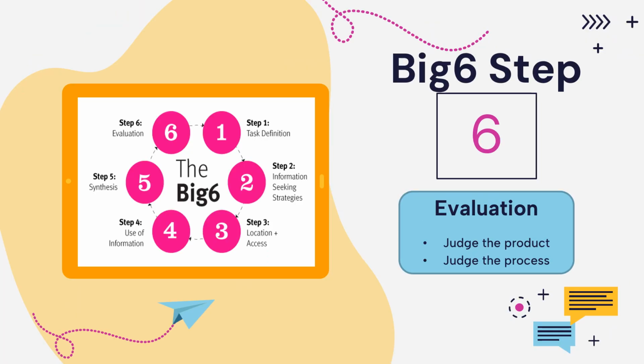And finally, in step 6, you will reflect on your research process to determine what went well and what improvements can be made in your future research endeavors. You will also judge the product that you've created for your research assignment. You can use the rubric that Mrs. Fullington is giving you to make sure you have met all of the requirements for your assignment and then make any necessary adjustments.